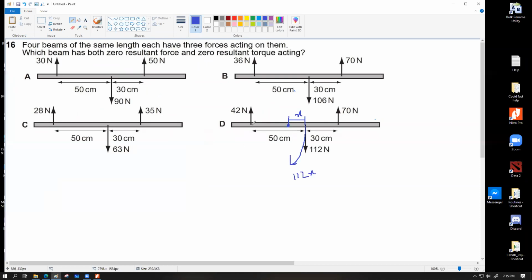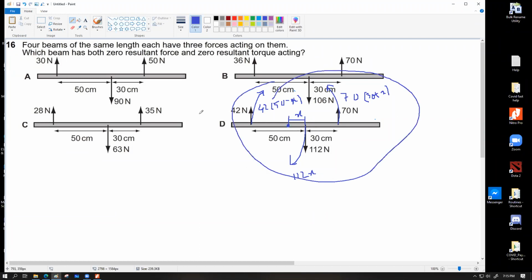This will produce an anti-clockwise moment. This should be 42 into 50 minus x. And this will produce another anti-clockwise moment that will be equal to 70 into 30 plus x. You simply have to bring about this x over here. Now if you add all of these up together, you will find out that x will be gone.